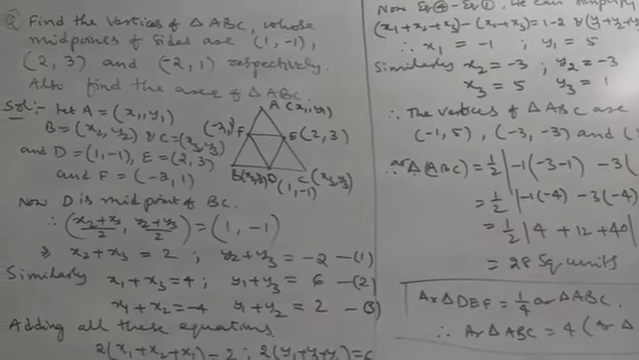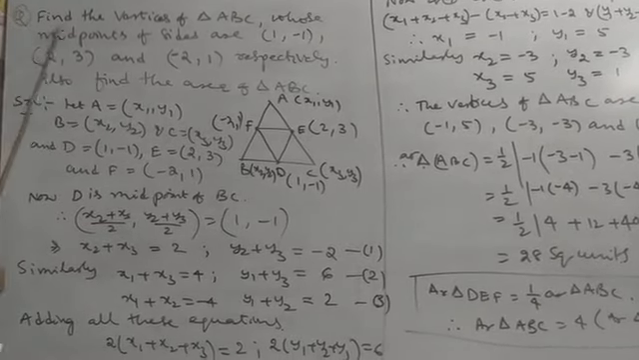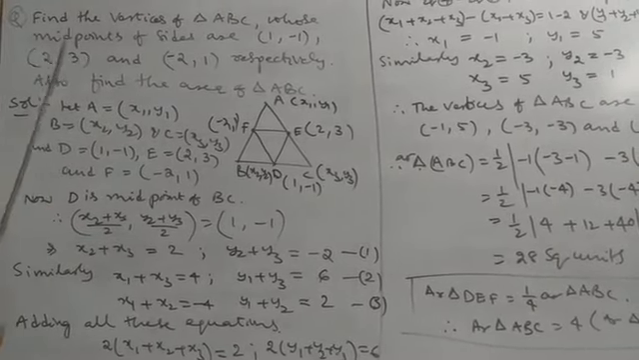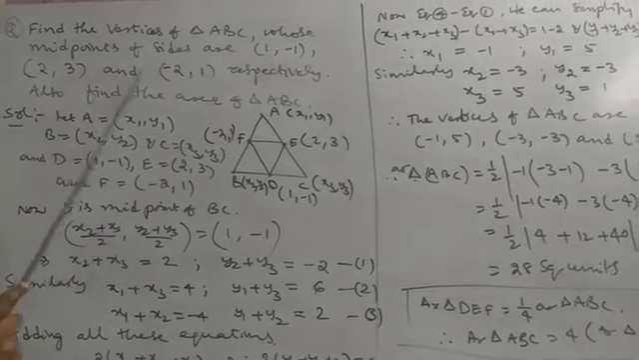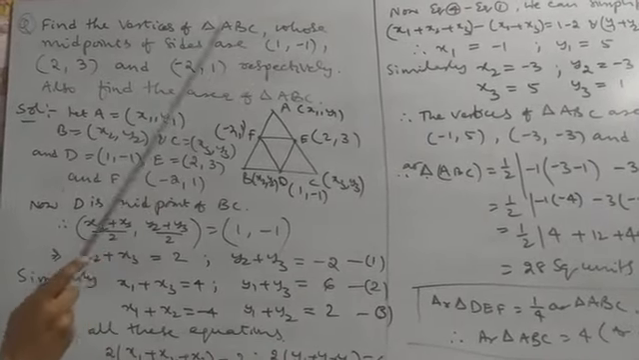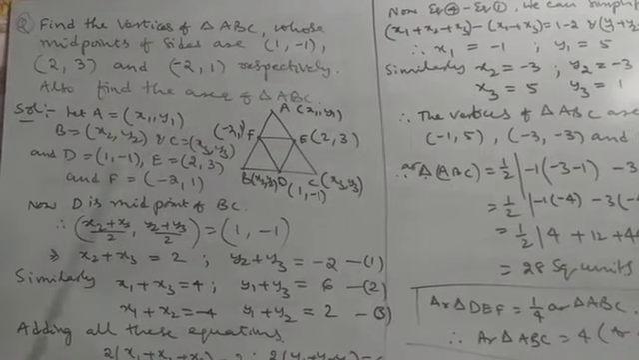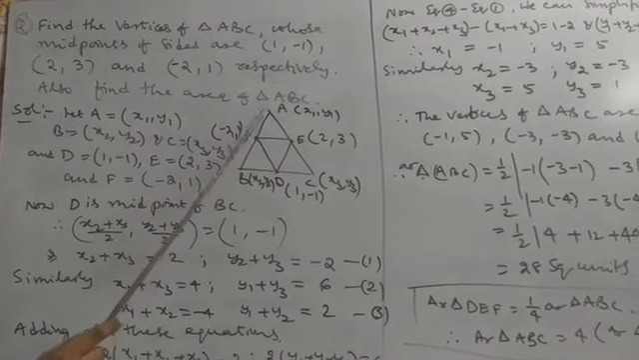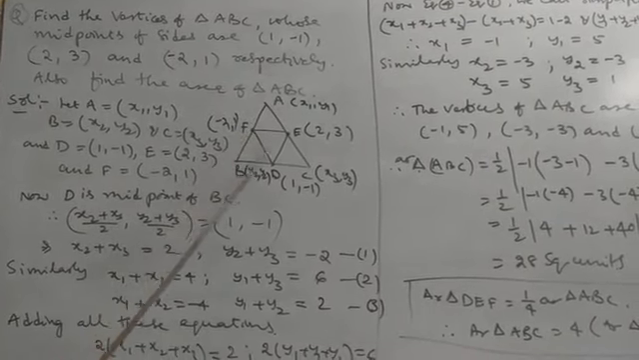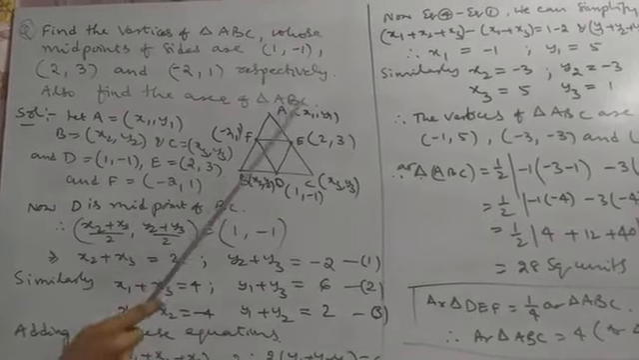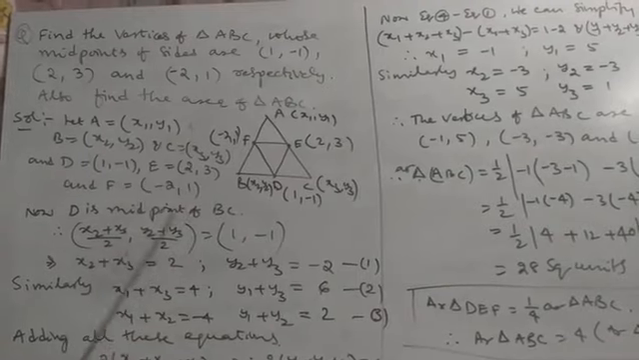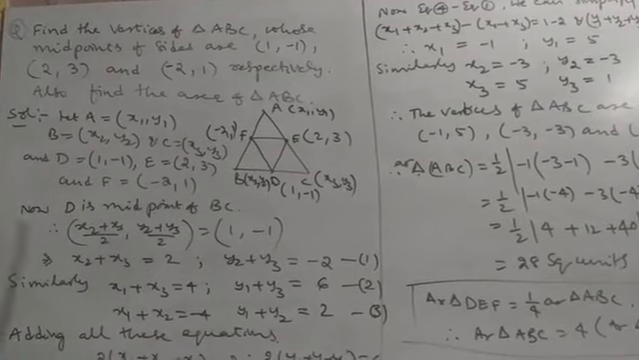Let us observe some important problems. Find the vertices of triangle ABC whose midpoints of sides are (1, -1), (2, 3) and (-2, 1) respectively. Also find the area of triangle ABC. Here they have given midpoints of the triangle but not vertices. So we need to identify the vertices first. Then you need to find the area of the triangle.